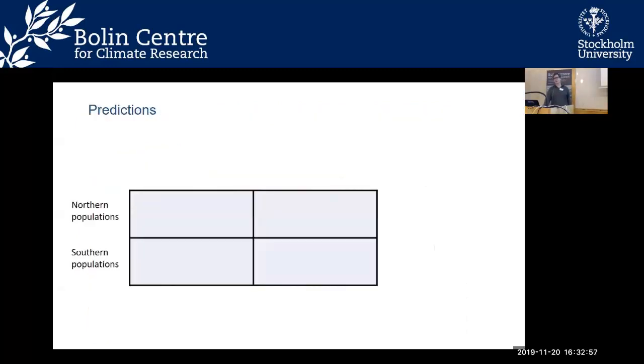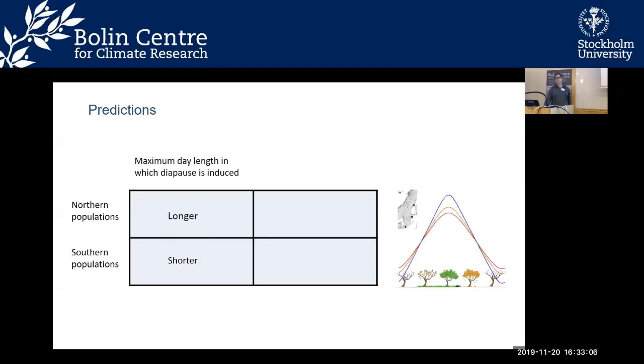So we can make a set of predictions of the differences between the populations. The longest day length where they enter diapause should be longer in the northern populations than in the southern ones, because the same day length will mean a later time of year in the north than in the south. Additionally, we could ask whether they are capable of univoltinism in these populations. That may be present in both the southern and northern range, but it's more expected in the northern range because the season is shorter there.